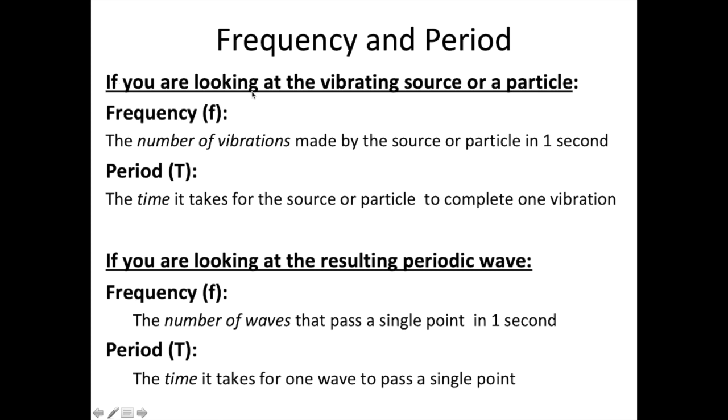For example, if you are looking at the vibrating source or a particle on the wave, then frequency is the number of vibrations made by the source or particle in 1 second. And the period is the time it takes for that source or particle to complete 1 full vibration. However, if you are looking at the resulting periodic wave, then frequency is the number of waves that pass a single point in 1 second. And the period is the time it takes for 1 full wave, meaning 1 wavelength, to pass a single point.